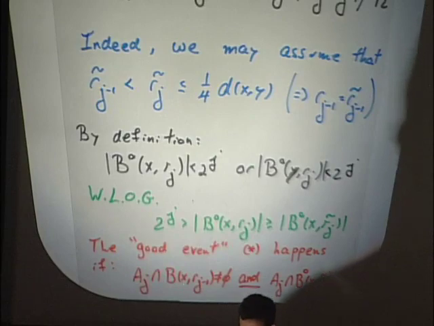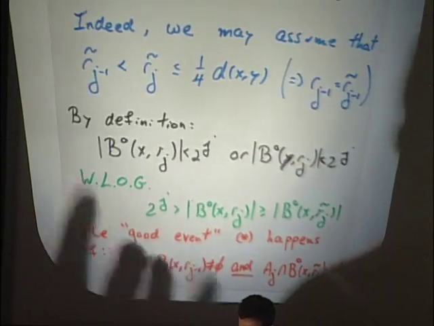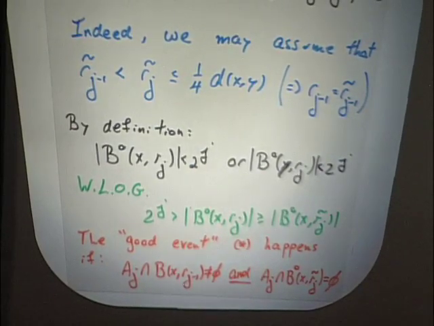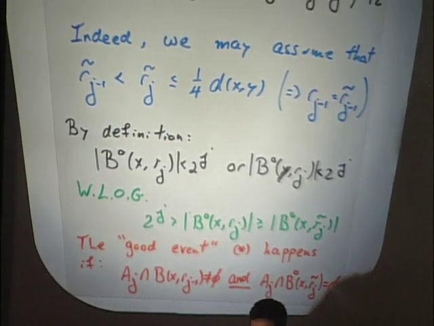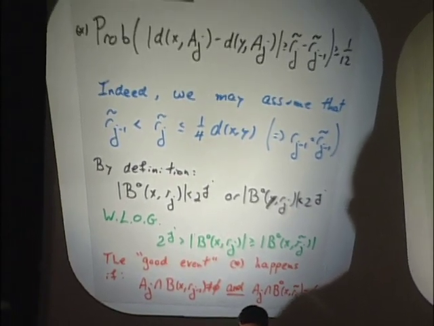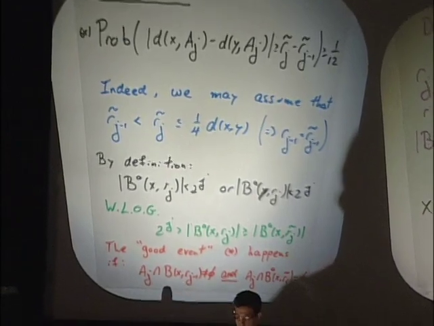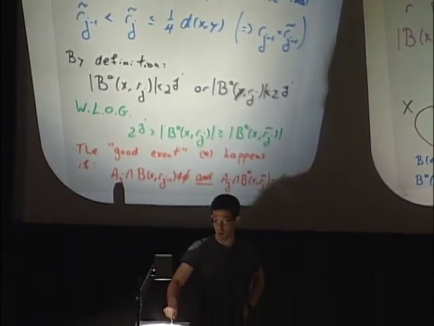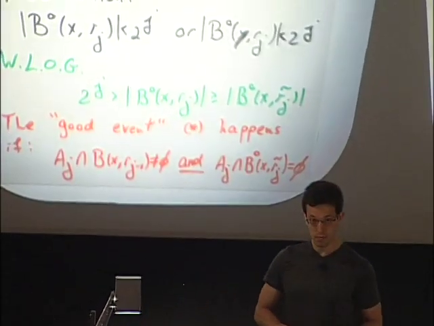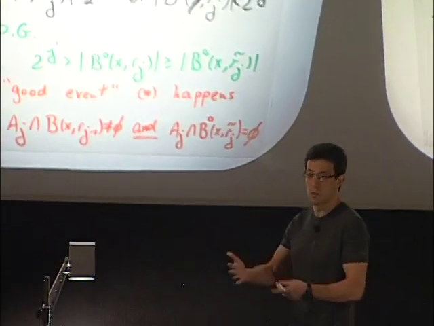We know that. Now observe that this event that's appearing in the probability star, we're going to be happy if this random subset has a point in the ball of radius rj minus 1, but does not have a point in the ball of radius rj. Because then the distance from x to aj will be less than rj minus 1 and bigger than rj. And that's exactly what I want to get here. So that's when we're happy.